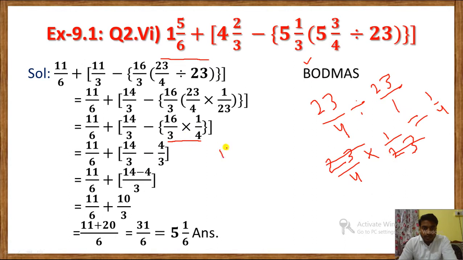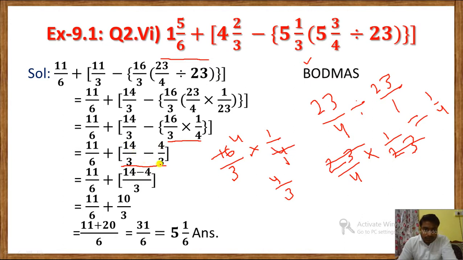Let me show you. 16/3 into 1/4. 4 ones are 4, 4 fours are 16. Now the numerator 4 into 1 is 4, and the denominator 3 into 1 is 3, that means 4/3. So from here we got 4/3, that only I have written here. Now we have to do the work of this part. Here we have 14/3 − 4/3.